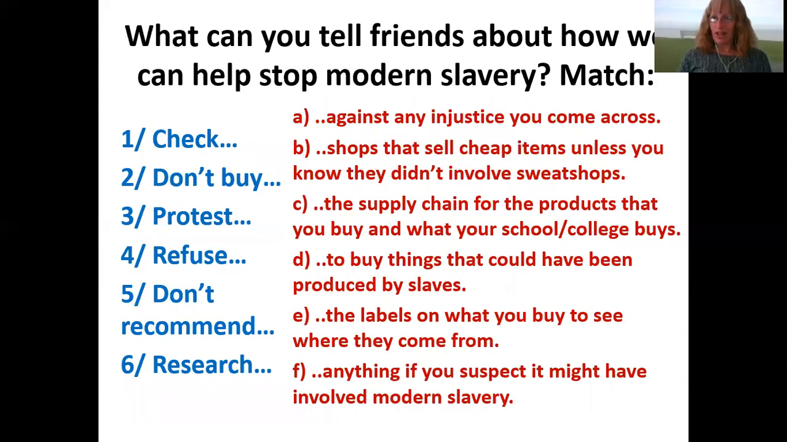Okay, so what can you tell other people? What can you tell your friends about how we can help stop modern slavery? Here are some ideas. You need to match the blue starters on the left with the continuations in red on the right. Okay, pause and match. Okay, these are all good ideas of things that everyone can do to help stop modern slavery around the world.